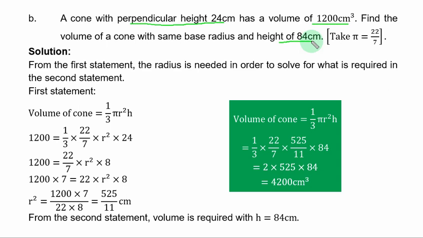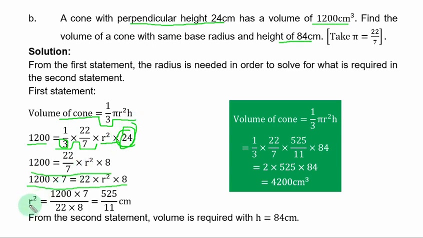of the second cone. For a cone, the volume is obtained using 1 over 3 pi r squared h. Volume is 1,200 equal to 1 over 3 times 22 over 7 times r squared times height of that cone, 24. If you reduce, you get this. If you clear the fraction using 7 to multiply through, you get this result. So what happens here? We divide 3 and 24 by 3. You have 8 remaining here.